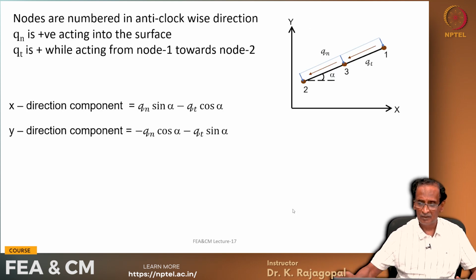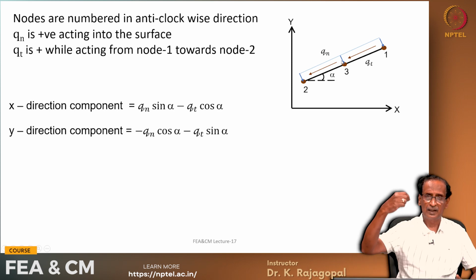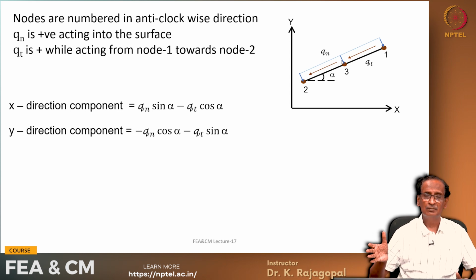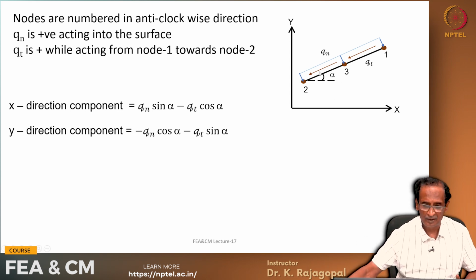And so if you have any surface like this, element with node 1, node 2 and node 3, let's take the positive normal component as a pressure acting into the surface. We need to have a consistent scheme so that we can program them easily, and the consistent scheme is anti-clockwise numbering, and then the normal pressure acting into the surface, and then the shear force or the shear stress acting from node 1 towards node 2.